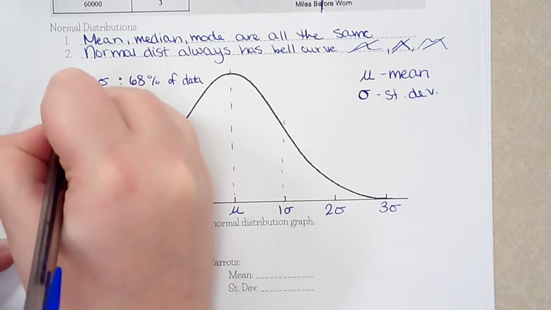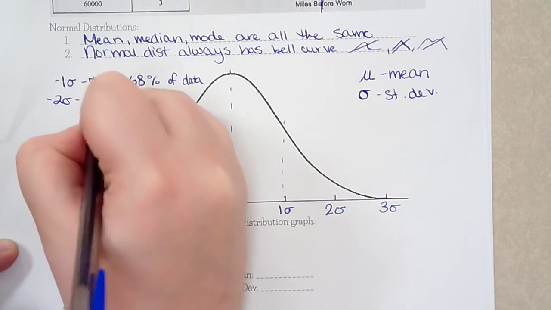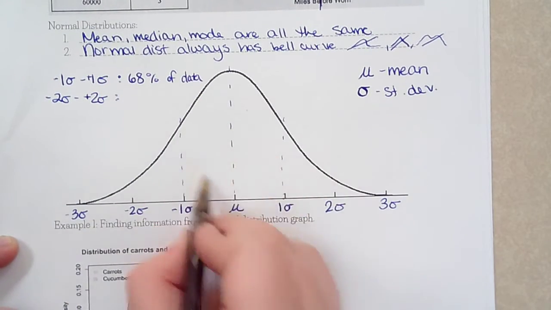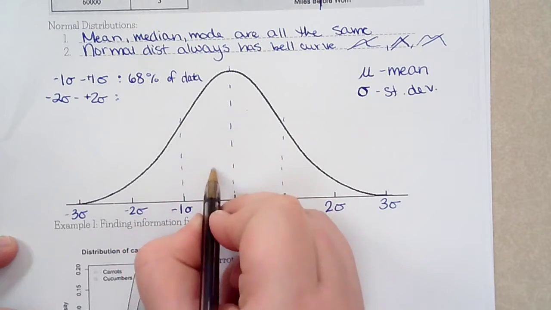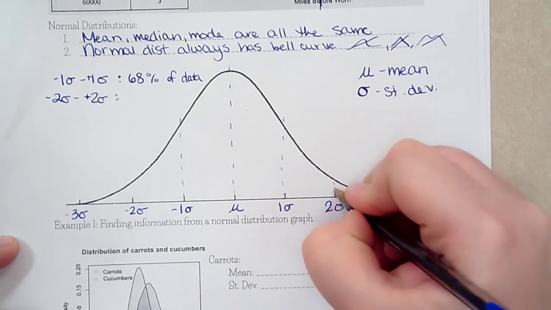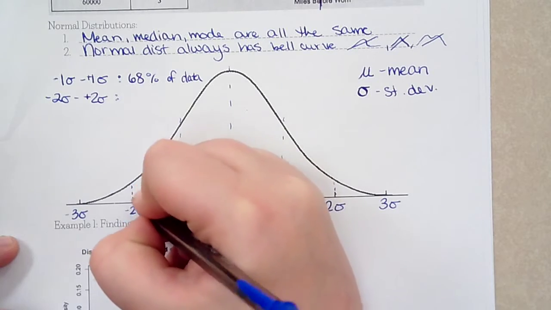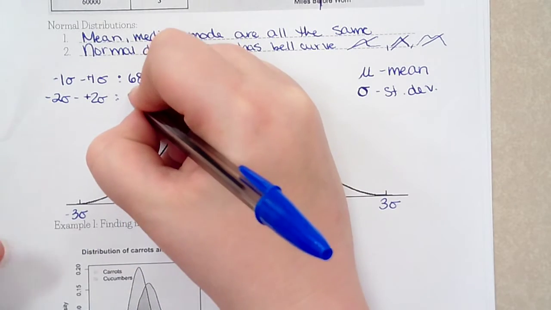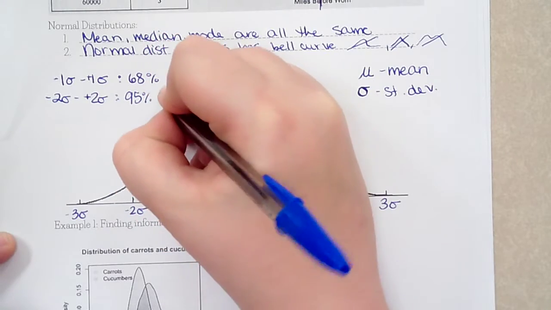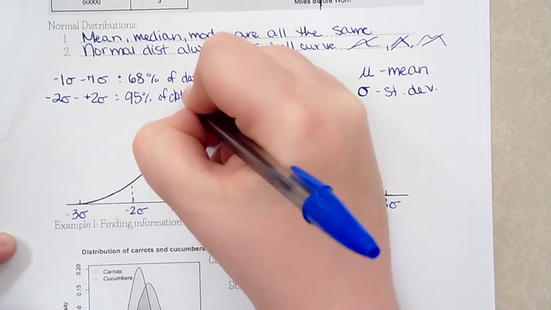From -2 sigma all the way up to +2 sigma, I'm not only going to include the 68% of data that falls here, I'm also going to include the next set of dots. And you're going to find, when we look at statistics, that 95% of data falls within 2 standard deviations.